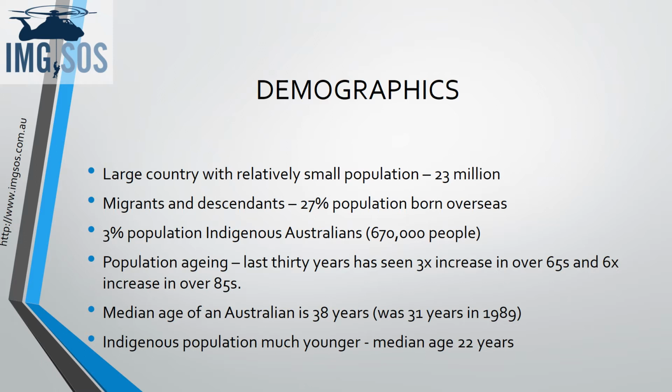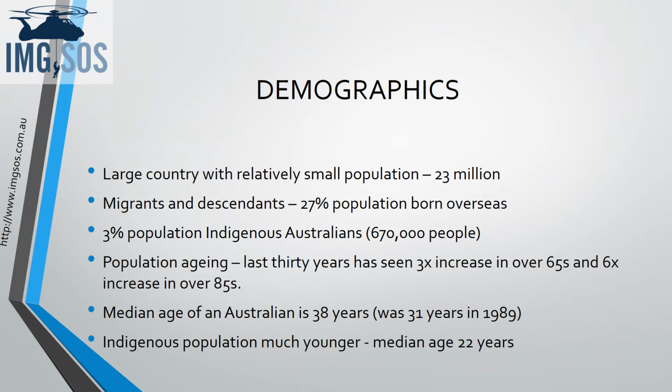We're a large country with a relatively small population. Australia is about the same size as the United States of America, give or take. However, our population is only 10% of theirs, a bit less than in fact. With a population of 23 million people spread across a large nation, that in itself has its own health challenges applied to it. We're a population that has a large proportion of migrants and their descendants.